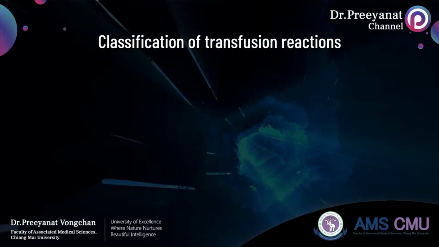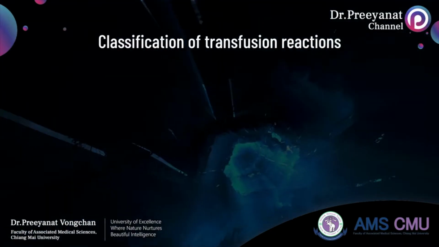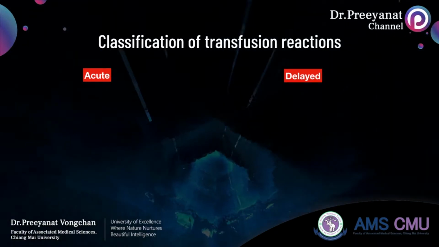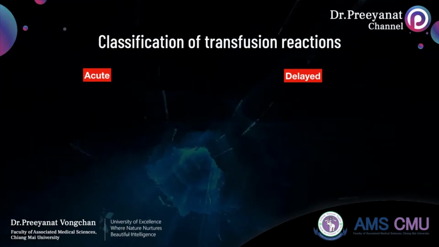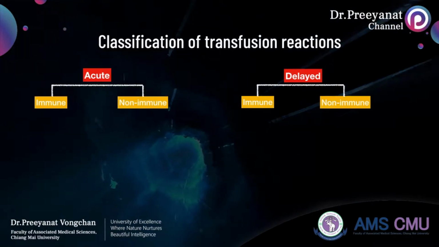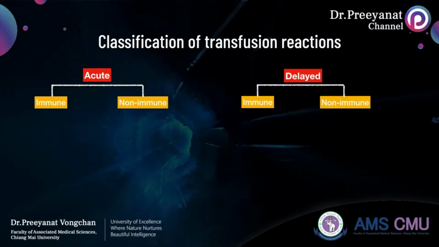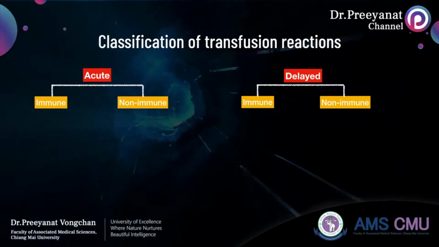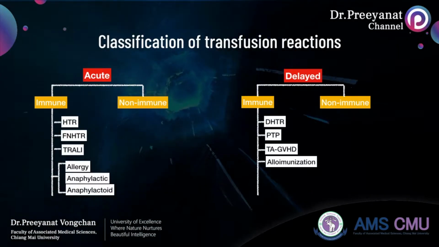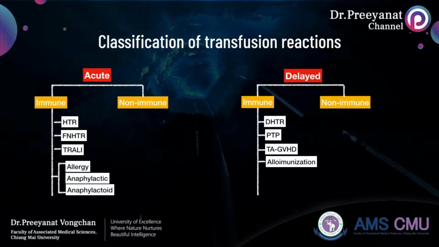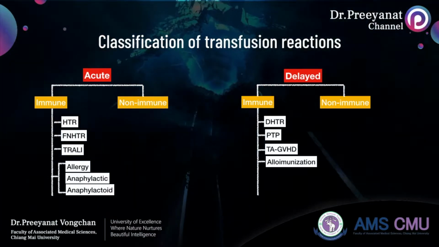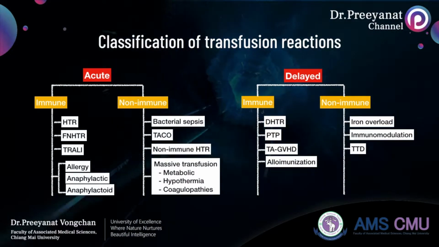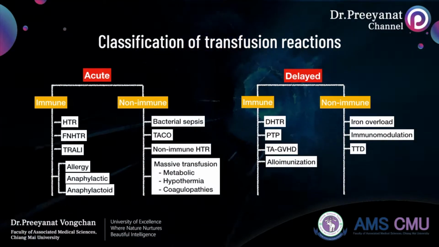Transfusion reactions can be classified into two main groups, acute and delayed, depending on the onset of the reaction. Both groups are also divided into immune and non-immune mediated based on causes. Immune-mediated reaction means that patients produce autoantibodies specific to red blood cells, white blood cells, platelets, or plasma, while the non-immune-mediated reactions are caused by other factors.